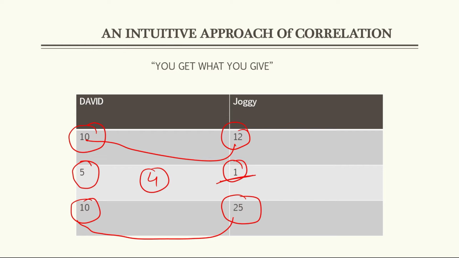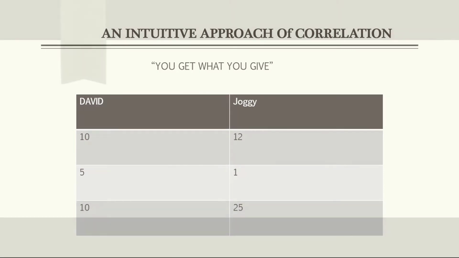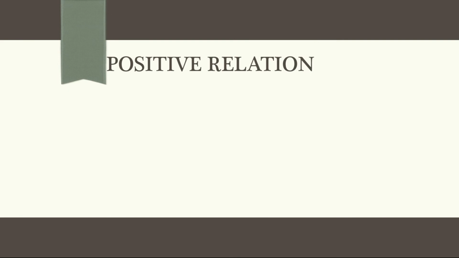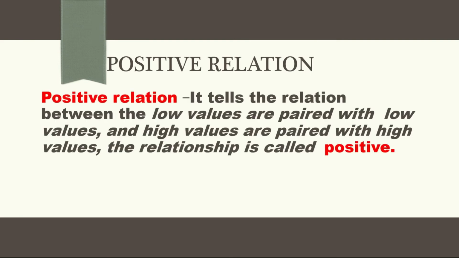So in correlation, there are three kinds of correlations to be discussed. First is the positive correlation. So what is the positive correlation? In a positive correlation, low values are paired with low values and high values are paired with high values. The relationship is called positive.